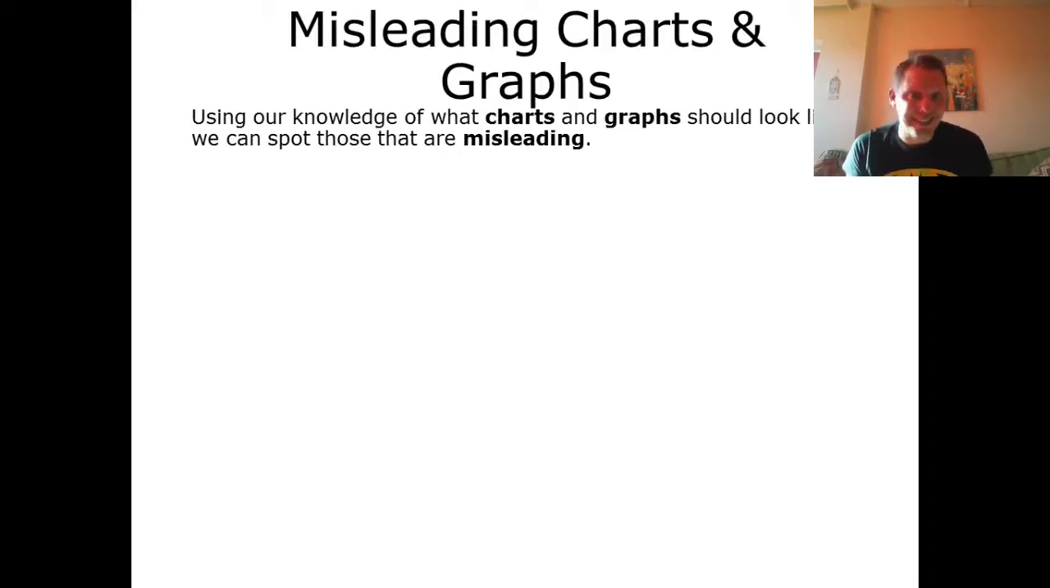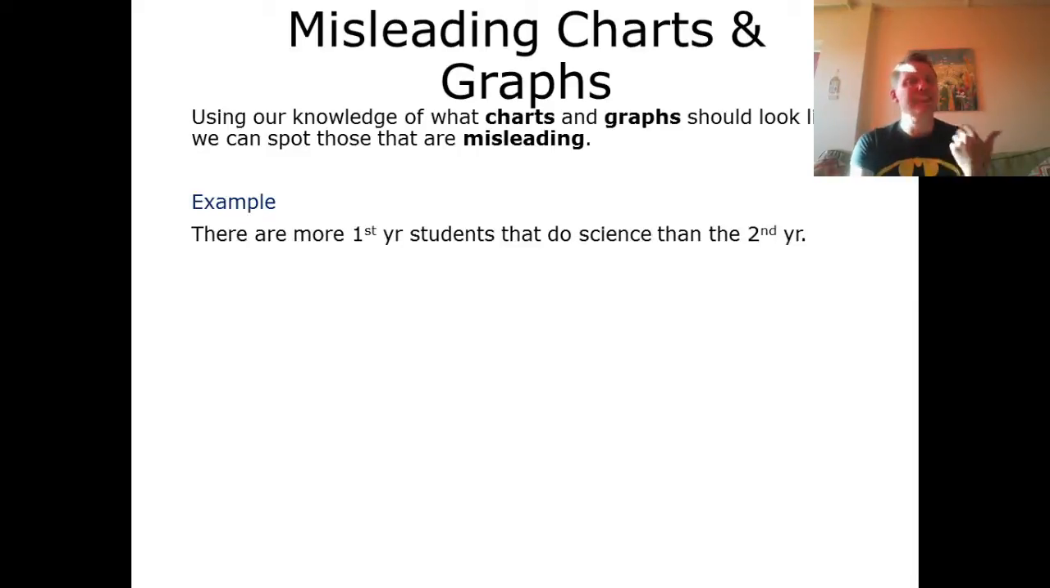So when we're talking about misleading, we're talking about graphs and charts which don't actually point out the information exactly the way that it should do. This could be because the graphs and charts have not been set up correctly, or maybe there are errors in the charts and graphs. So we'll be using our knowledge of what a chart or graph should look like.